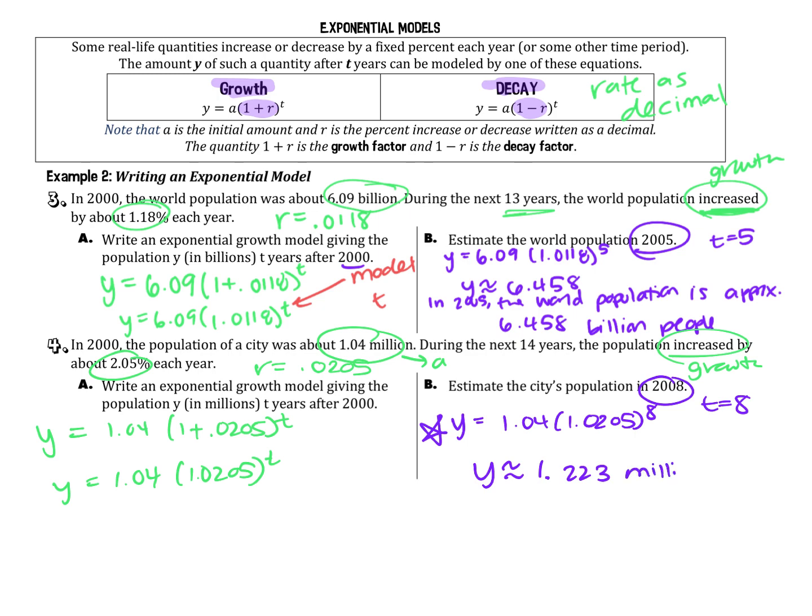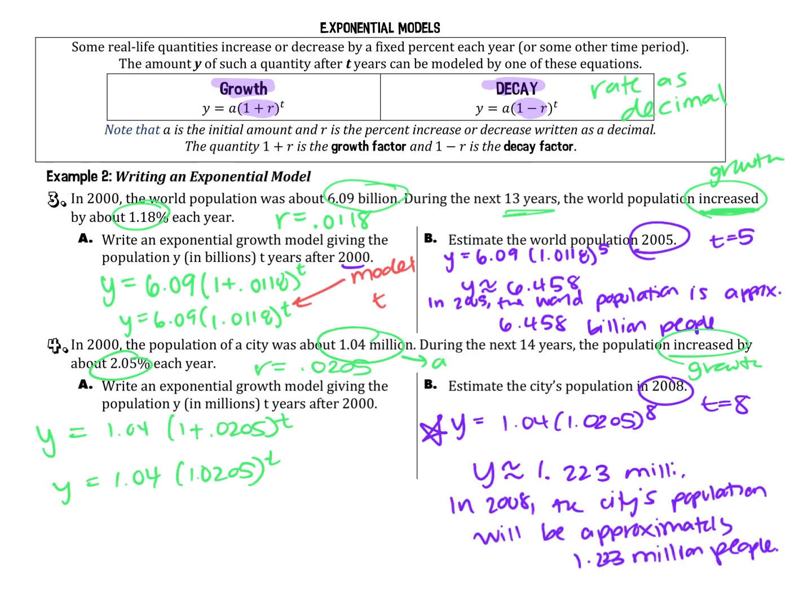And I'm going to answer that in a complete sentence as well. I want you to have at least 3 decimal places of accuracy, unless we're talking about money or something that doesn't make any sense to have 3 decimal places. So let's go ahead and write a sentence here. In 2008, the city population will be approximately 1.223 million. And there we have it.